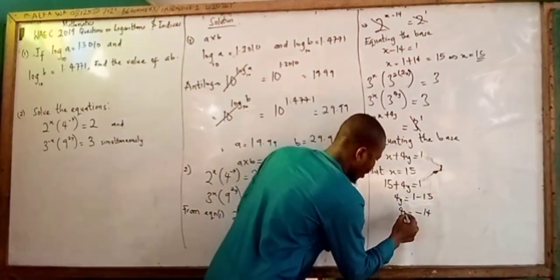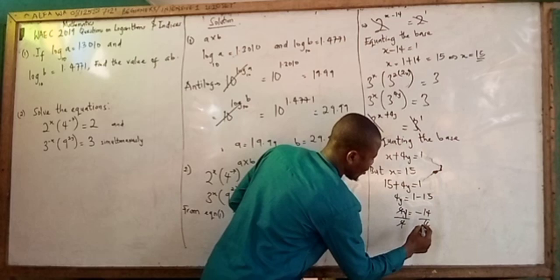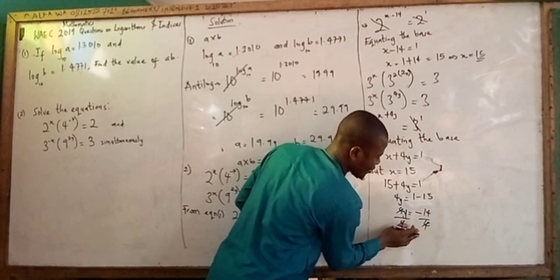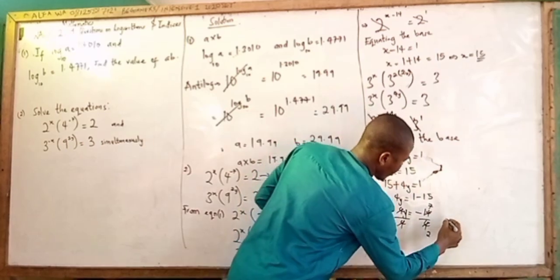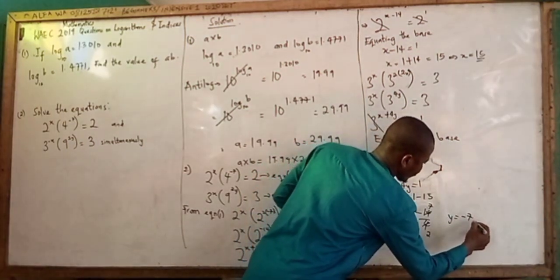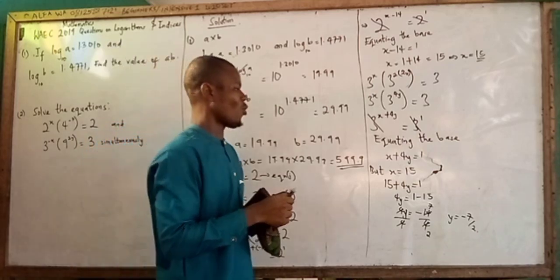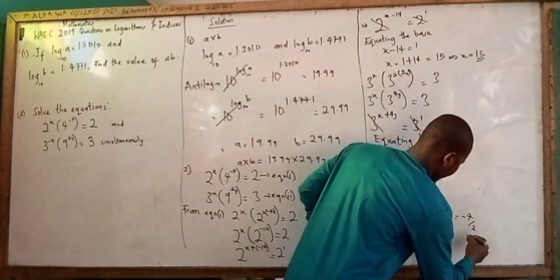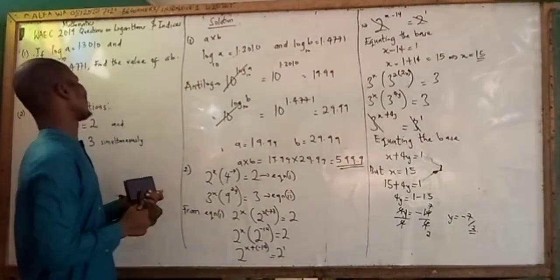So dividing both sides by 4, 4y divided by 4, 4 cancels 4. 4 goes into 14... 2 goes into 4 twice, 2 goes into 14, 7. So our final answer is minus 7 over 2. So the value of x is equal to 15, and the value of y equals minus 7 over 2. So these are the solutions to the questions we have on the board.